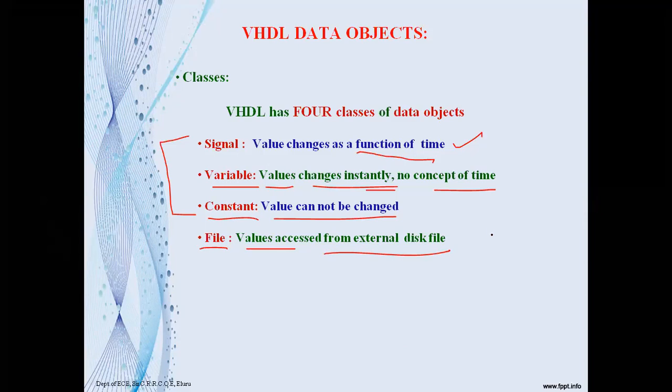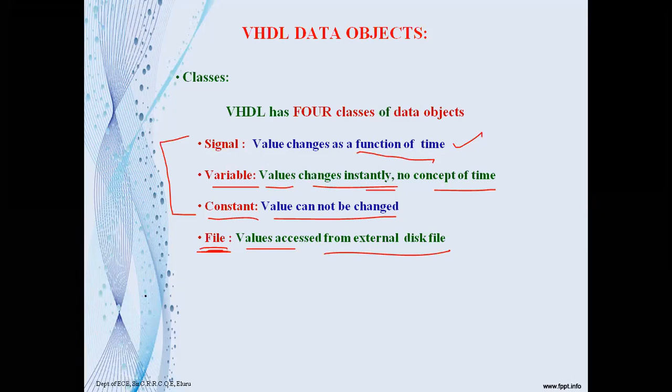But if in any case your files are in your hard disk or in your memory, and you want to access any text file, or any document, any picture, in those cases we have to access the external environment, I mean the host environment. The host environment is the computer memory. So to access data from the computer memory, we use the concept of file. So this is called a special case of the data object.